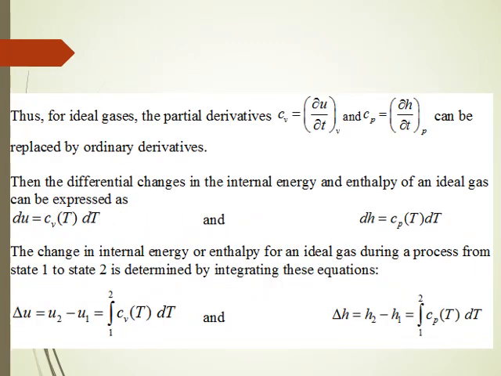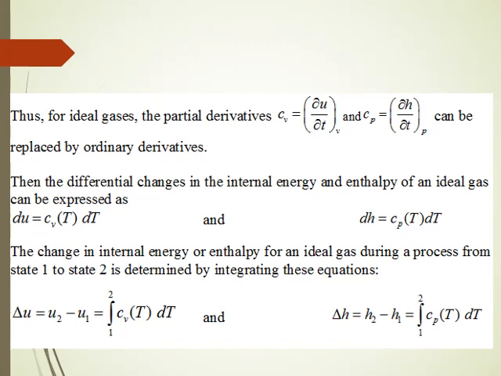Thus, for ideal gases, the partial derivatives Cv = ∂u/∂T at constant v, and Cp = ∂h/∂T at constant P, can be replaced by ordinary derivatives. The differential changes in internal energy and enthalpy of an ideal gas can be expressed by the following relations, that is du = Cv dT and dh = Cp dT.